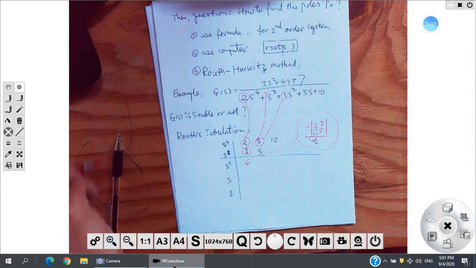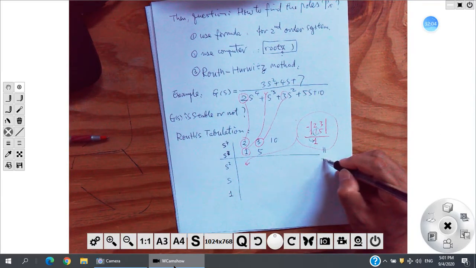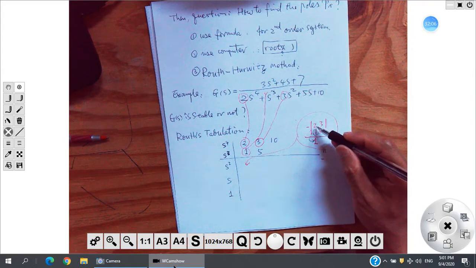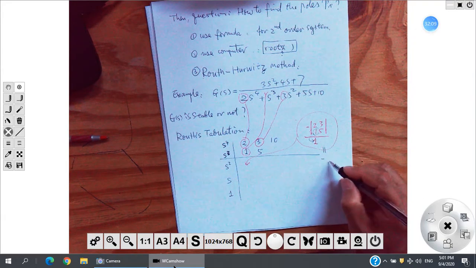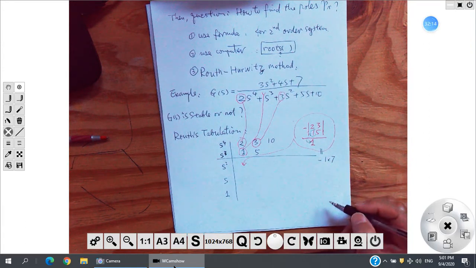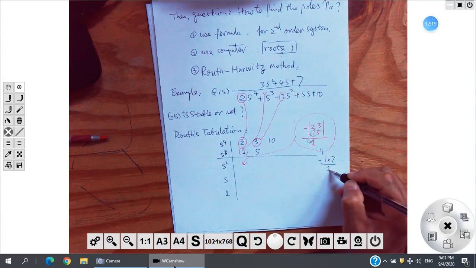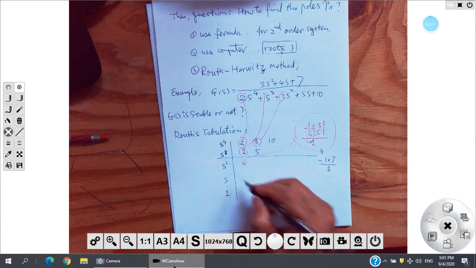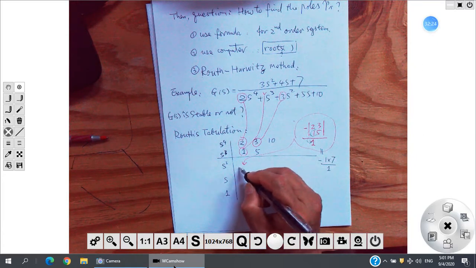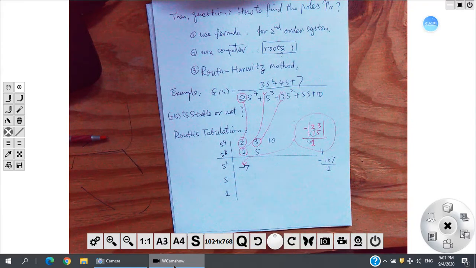Alright, we can do a calculation of what it is. This one is equal to negative the determinant of this, which is 2 times 5 minus 3, it is 7. So negative 1 times 7, or just negative 7. Divide by this, which is 1. So we have negative 7 here. Actually, we already know this is unstable. I will explain it later.